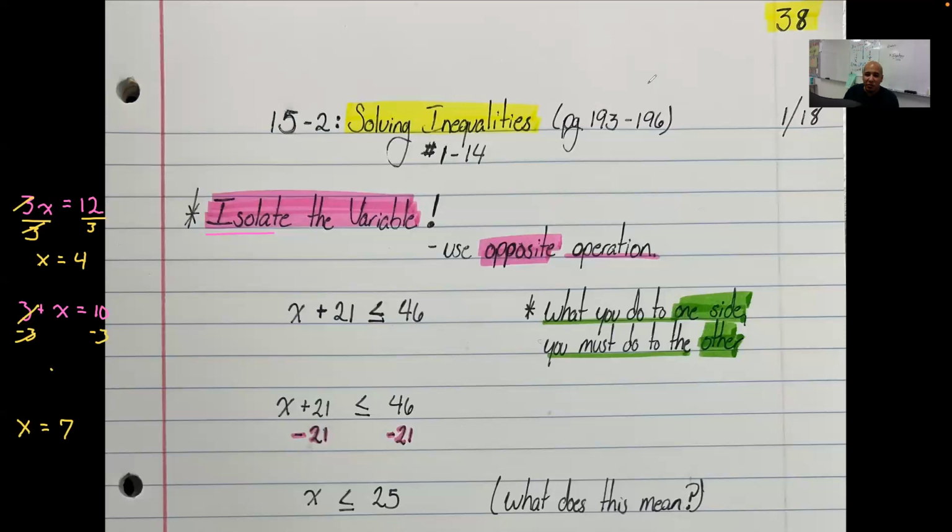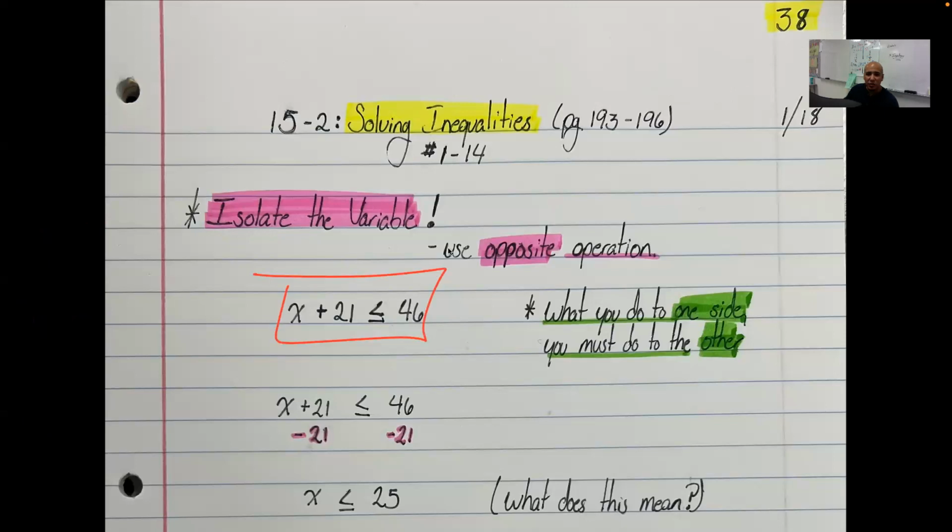Well, when solving inequalities, ladies and gentlemen, again, it is the exact same process. To show you that, let's go to this example right here. Here we're given x plus 21 is less than or equal to 46. Now, please do not let this symbol confuse you. We're going to solve it as if that was an equal sign. It doesn't matter if it says less than or equal to, greater than or equal to, or just less than or greater than. We're going to treat this still as if it was a scale.